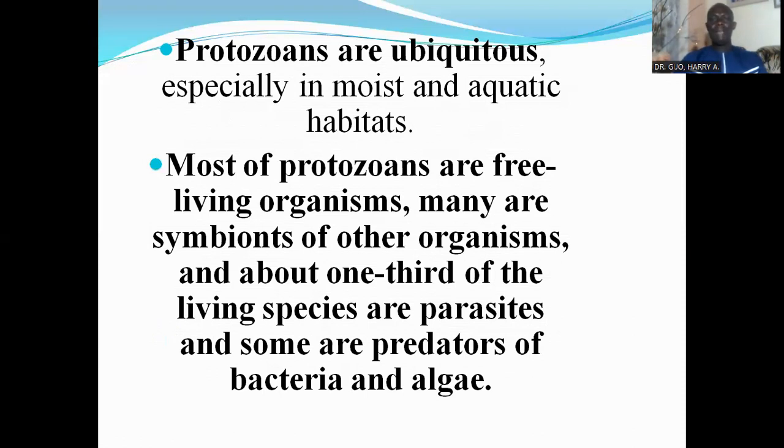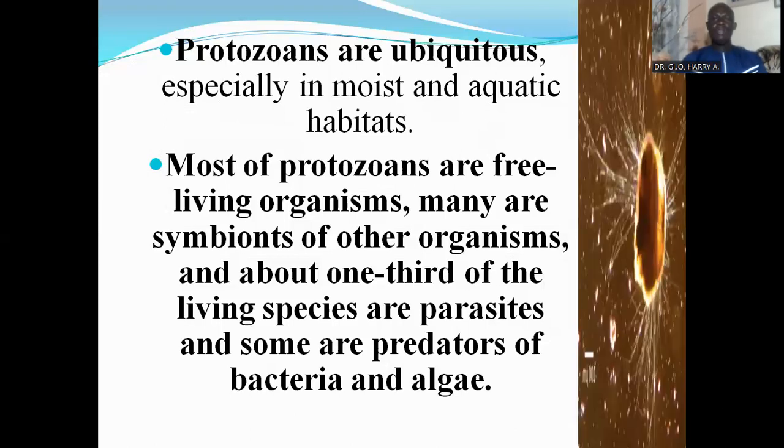Most protozoans are free-living organisms. Many are symbiotes of other organisms, and about a third of the living species are parasites, and some are predators of bacteria and algae. Most of the protozoans are free-living, living freely in aquatic habitats and moist environments, while some are symbionts. They live within other organisms, having a symbiotic relationship with them, while a third of these protozoans are parasites, and some are predators of bacteria and algae.